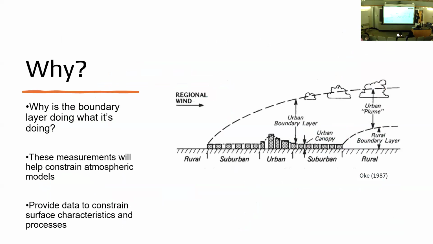Why are we doing this? One of the main reasons we started this is that we have all these atmospheric measurements. We saw those yesterday morning. They're going to tell us what the boundary layer is doing. These measurements will help us understand why the boundary layer is doing what it's doing. Here's a diagram of what we think the urban boundary layer looks like and how it might develop. We're going to evaluate these assumptions. It's going to help us evaluate some other things too. I'm going to get more into that later.